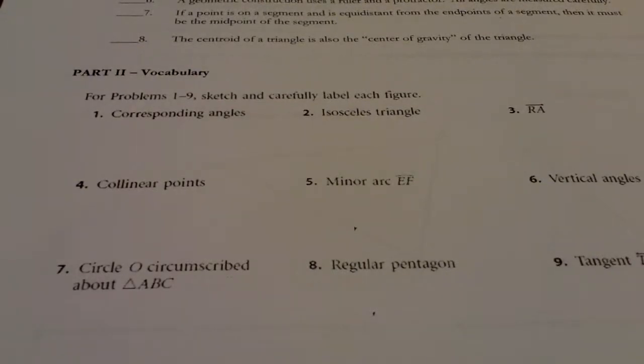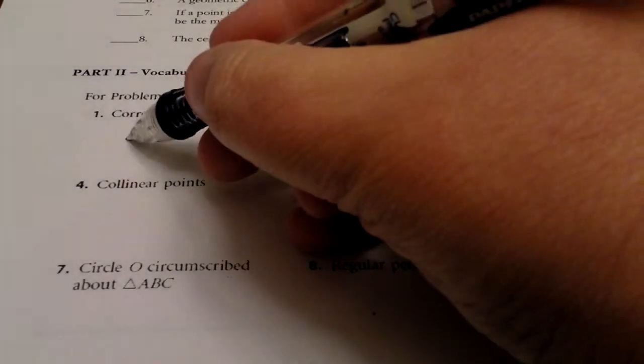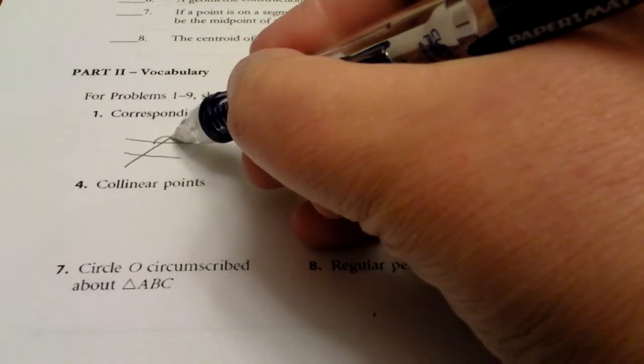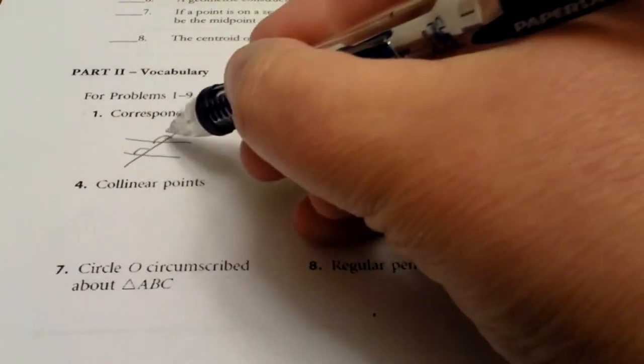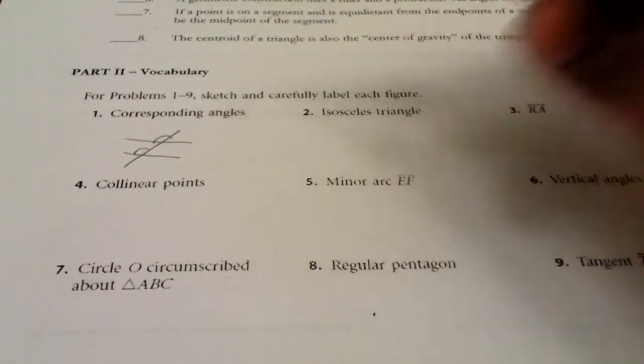Let's look at part 2, the vocabulary. Corresponding angles. Well, that has to do with when you have two parallel lines and a transversal. The corresponding angles are the ones that correspond, the ones that are in the same place on both parallel lines. Those are corresponding.